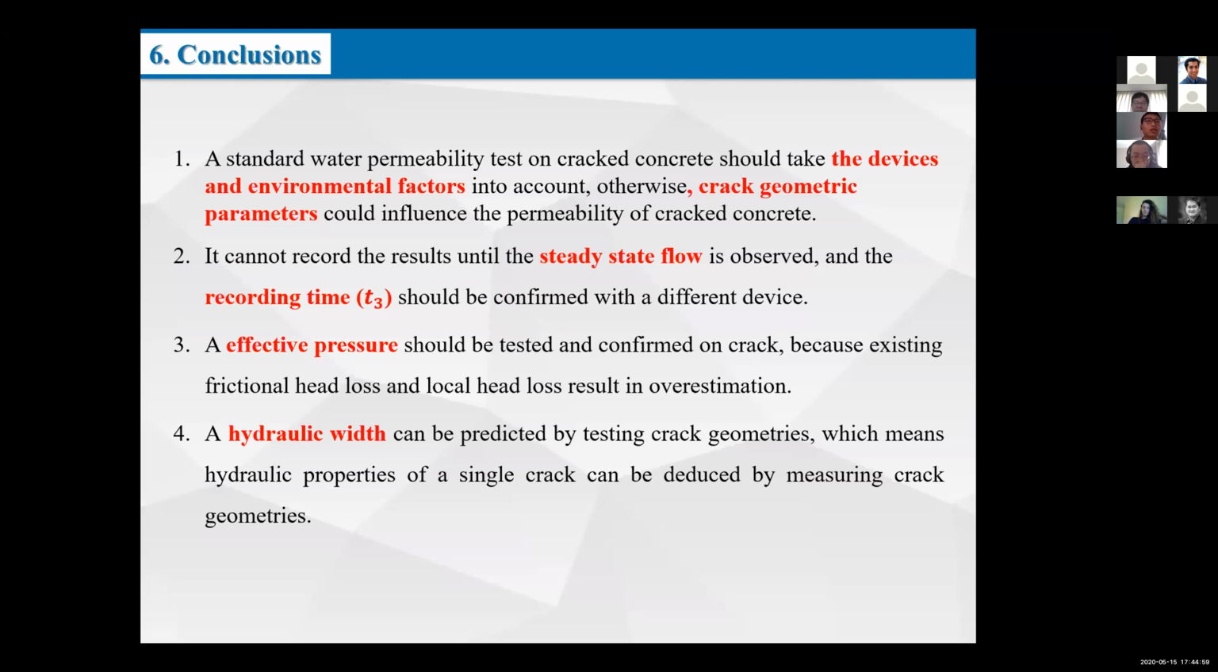And the third point is effective pressure should be tested and confirmed on the crack, because existing frictional head loss and local head loss result in overestimation. The fourth point, a hydraulic width can be predicted by testing crack geometries, which means hydraulic properties of a single crack can be deduced by measuring crack geometries.